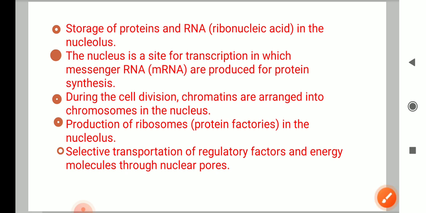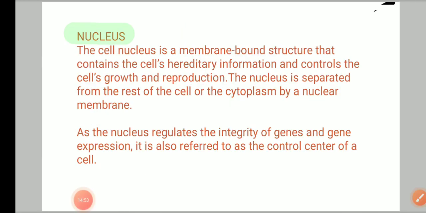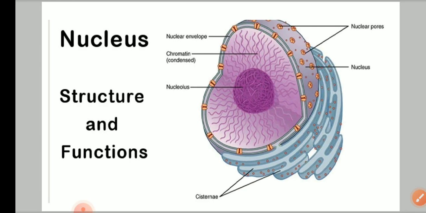Let's come to the conclusion. The nucleolus was first discovered by Fontana in 1781. The nucleus contains hereditary information and controls the cell. These are the structures of the nucleus: the nuclear envelope, nuclear pore, chromatin, and nucleolus. The nucleus is connected to the endoplasmic reticulum.